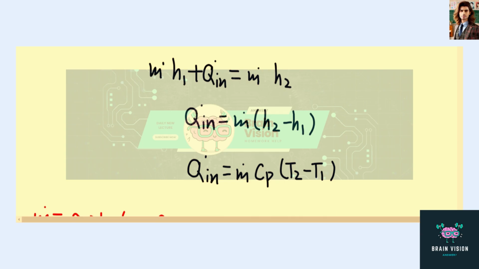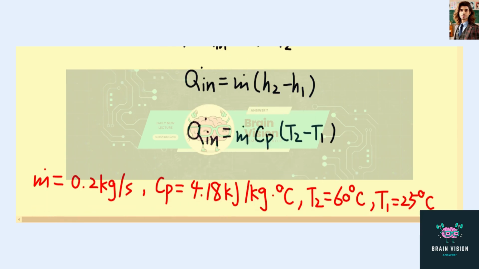So if we do some arrangement here, eventually we have Q dot in is equal to M dot times Cp times T2 minus T1, since H2 minus H1 can be expressed as Cp times T2 minus T1. So Cp here is the specific heat for the water, and T2 is the higher temperature, or the temperature at the exit, and T1 here is the lower temperature, which is the inlet temperature.